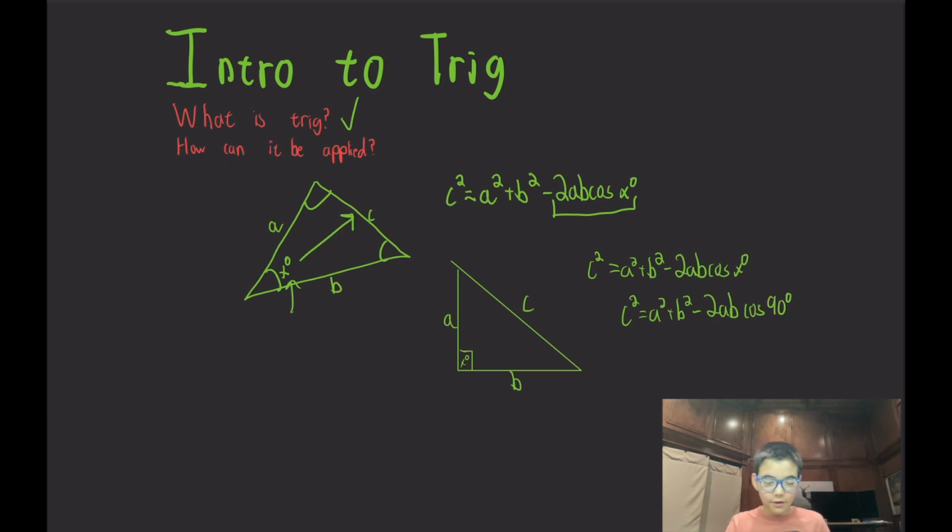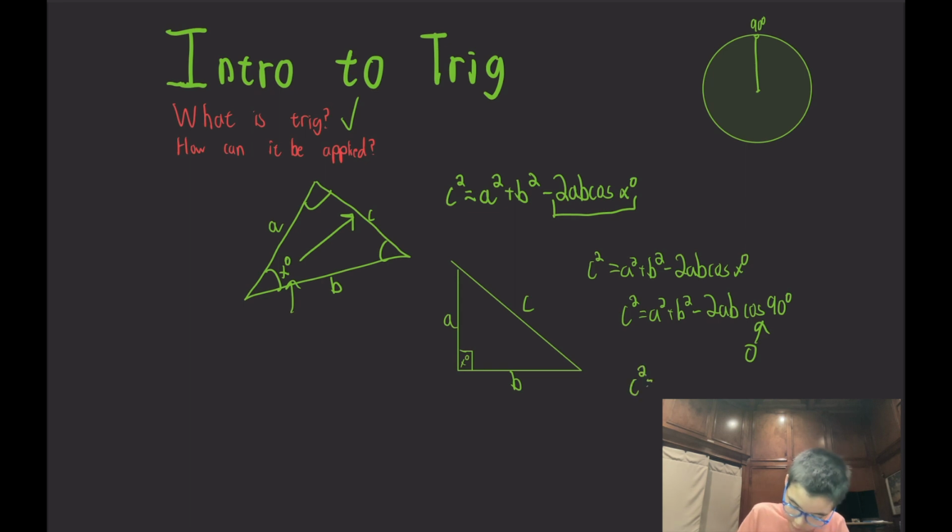And cosine of 90 degrees is, if we draw out the unit circle, the x-coordinate of the point at 90 degrees, which is 0. So cosine of 90 degrees is 0, and we get c squared is equal to a squared plus b squared. So that's the law of cosines. This, right here.